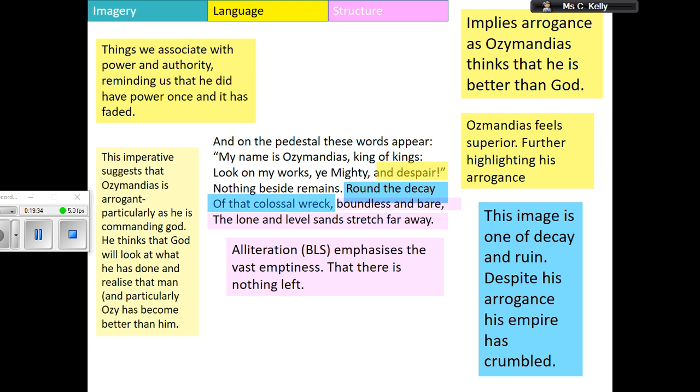The imperative in "look upon my works, ye mighty, and despair" suggests that Ozymandias is arrogant, particularly as he's commanding God, because he's saying, look upon my works, ye mighty, so he's talking to God. He thinks that God would look upon what he's done and realize that man has become more powerful than him. So he's suggesting that God would despair when looking upon the power that he's created. So it implies arrogance because he thinks that he's better than God. Another word that's really useful here is hubris, and that is when someone believes that they are all powerful, and I think that's suggested here.